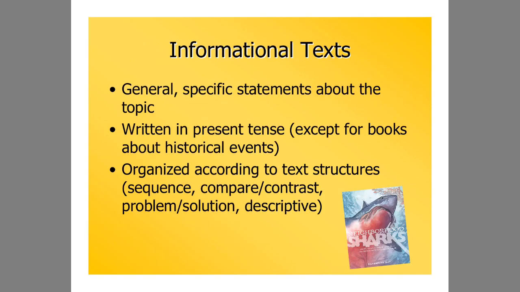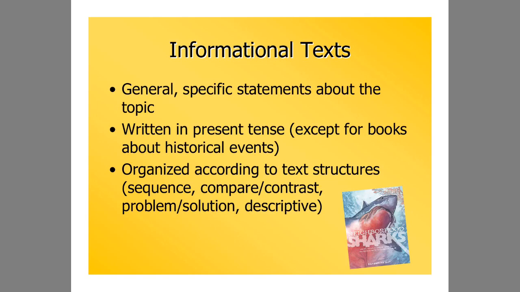So generally with informational texts, the books make very general and specific statements about the topic, and they're usually written in the present tense. However, when you are reading an informational text about a historical event, it may be written in the past tense, which makes sense given the content of history. It makes sense to write it in the past tense, but oftentimes it's written in the present tense, especially if you're reading a book about a science topic or about, say, math or something like that. But history, oftentimes we find written in the past tense.